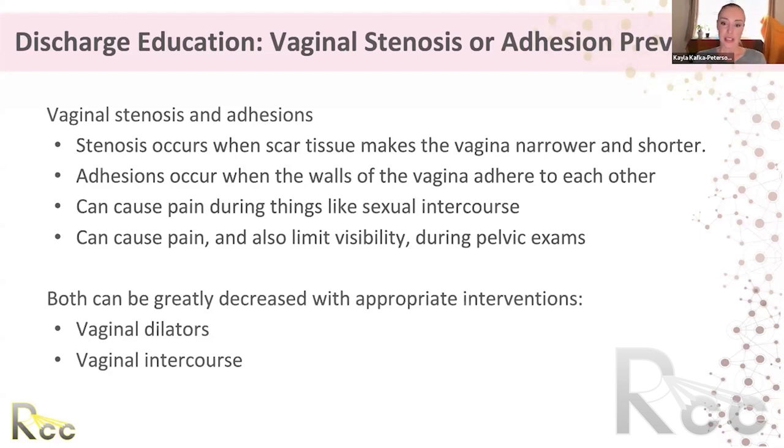Both can be greatly decreased with appropriate interventions such as vaginal dilators or vaginal intercourse. Vaginal dilators, I have worked with a lot of nurses globally, and I find some countries do not even allow vaginal dilators. They are considered a sexual device, and they don't allow them for these patients to even be shipped into the country. So there are areas of the world that we have to teach them differently. But the important thing is that something is going in there, opening the walls of the vagina, and really trying to prevent this for these patients.